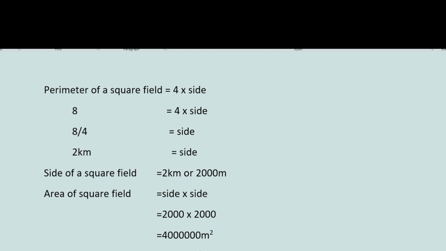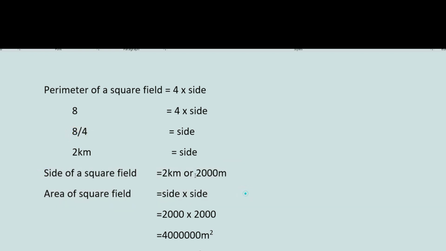Perimeter of square field is equal to 4 into side. Below it, I wrote the value of the perimeter of the square. How much is it? 8. 4 into side as it is. This 4 is in multiply form. If I bring it to the other side, it will become divide, meaning 8 divided by 4, that is 2 kilometer. So the side of the square field is 2 kilometer.